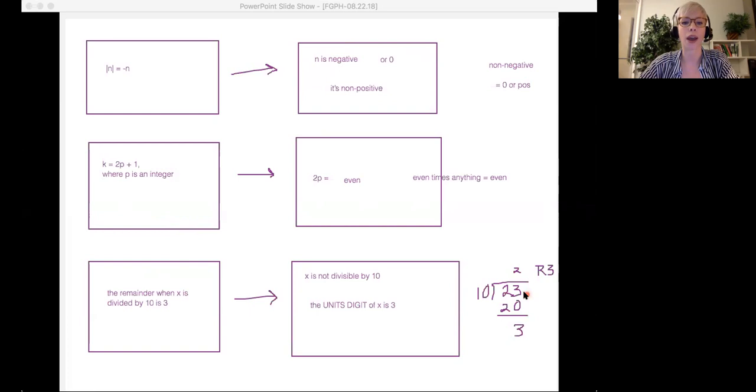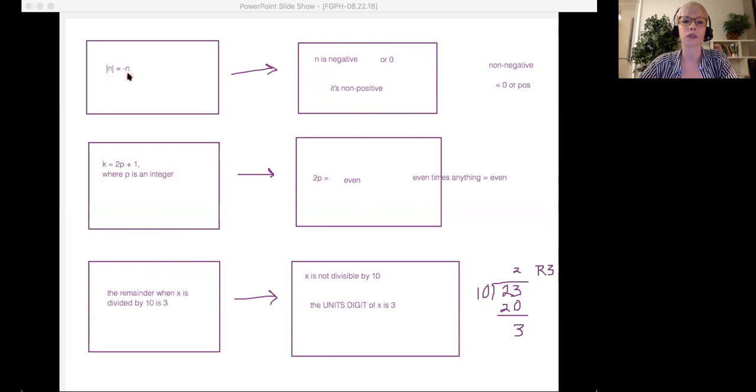Cool. So I highly recommend practicing. Yep, absolutely. I can explain the first one again. So the idea here is that if the absolute value of n is equal to minus n, well, we'd want to think with absolute value, there are 3 relevant cases. There are negatives, there are positives, and then there's 0.